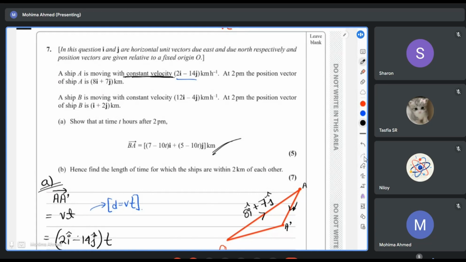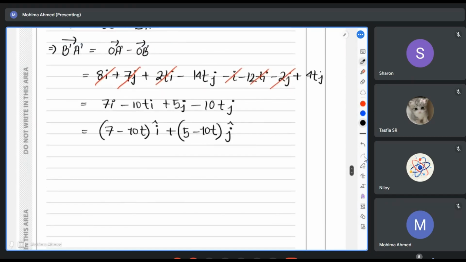Okay, now it says that hence find the length of time for which the ships are within 2 kilometers of each other. Now they have already stated that your displacement for that BA is 2 kilometers, right? We need to find out the time at which point they're going to be 2 kilometers from each other. Now remember that over here, this is a value for your displacement, right? Like a vector, this part obviously represents the distance from B to A, a representation for displacement.